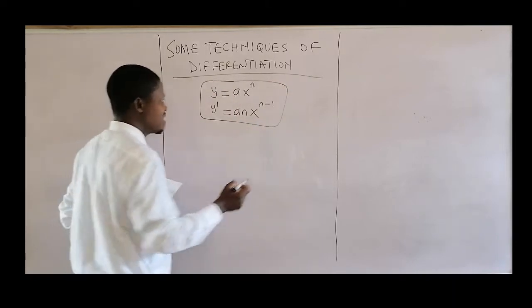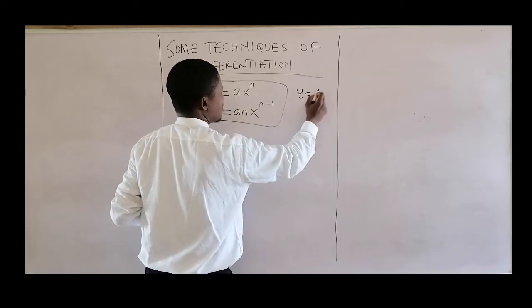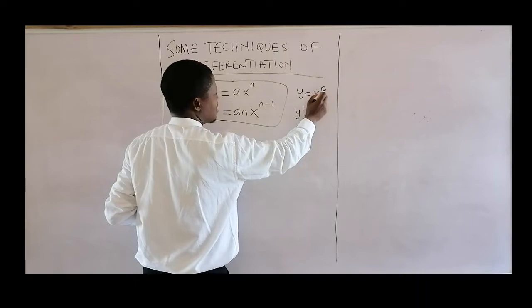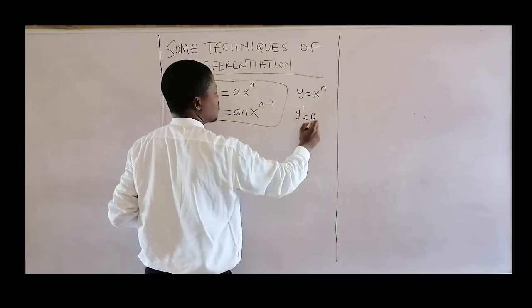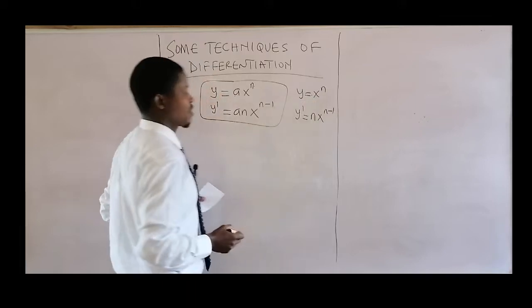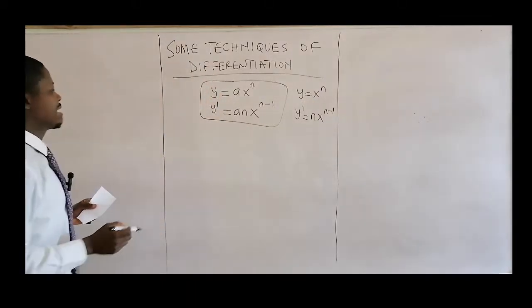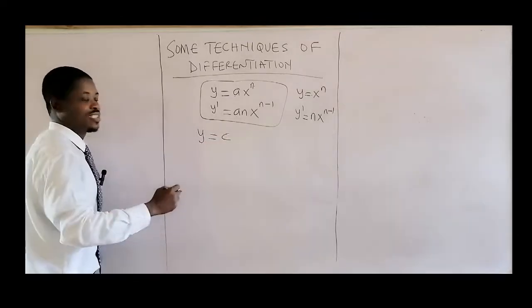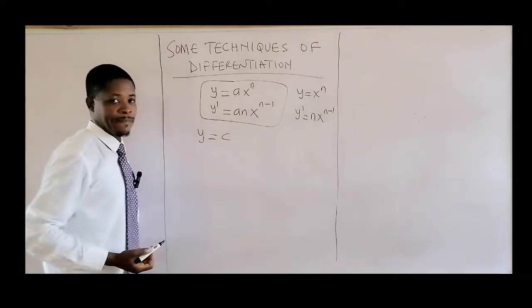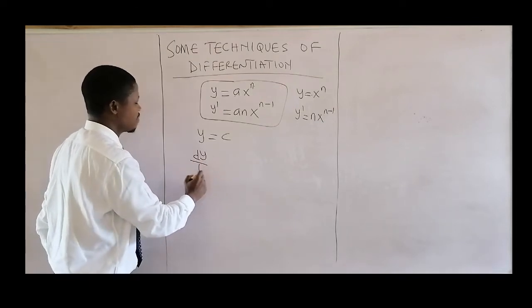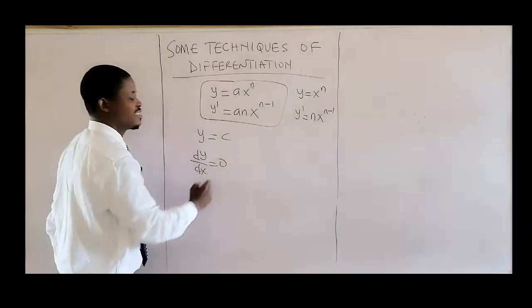If your function is y equal to x to the power n, the differential coefficient will be n x to the power n minus 1. The power comes to the front. This is when there is no constant here. If you are differentiating a constant, y equal to c, there is no x attached. The derivative of a constant, the differential coefficient of a constant, is 0.